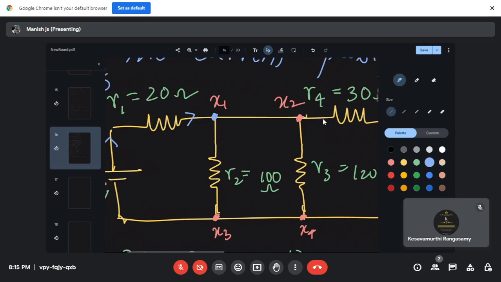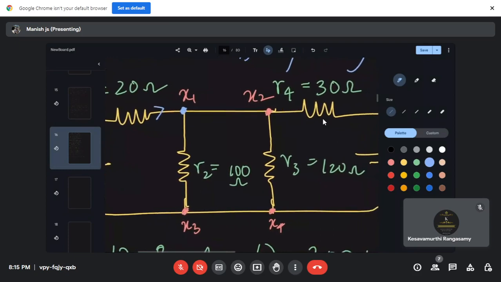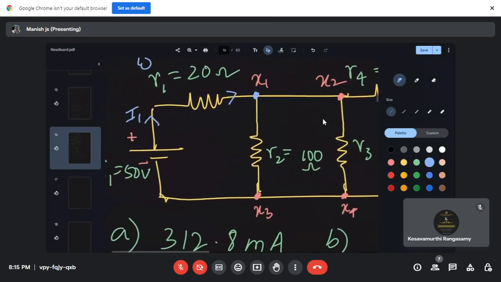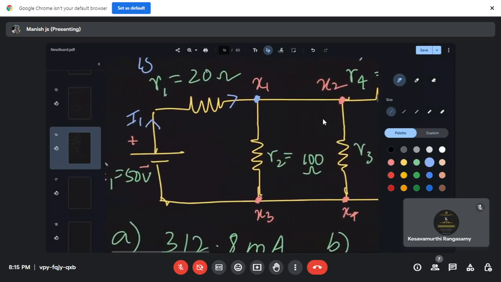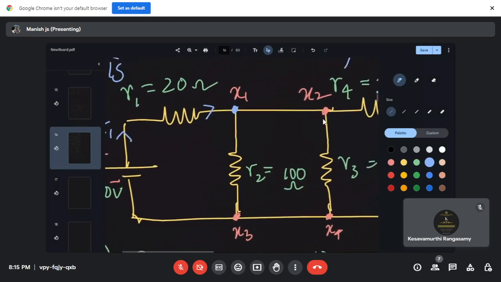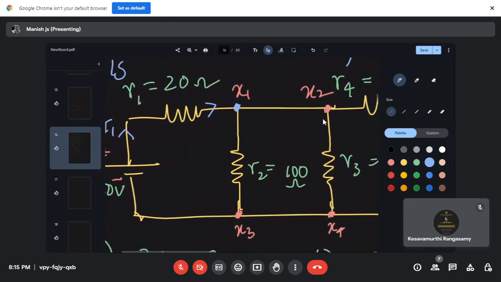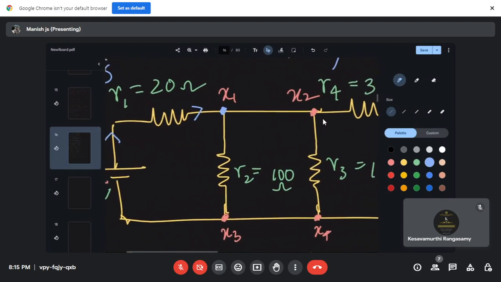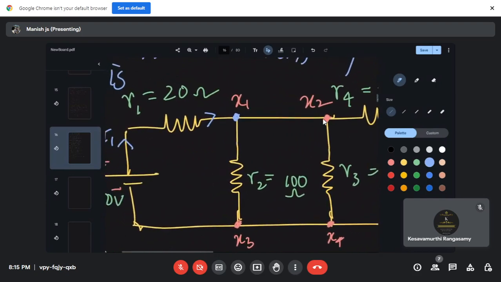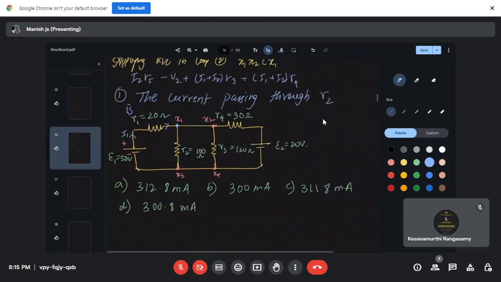But what we do, if you join X1 and X4 and X1 and X2, you can reduce the resistors because they're in parallel combination. But we cannot do so because the question is demanding us to find out what is the current through R2. So we cannot afford to reduce the circuit further. Are you understanding? So therefore, we keep it as it is. Just X1, X2 can be combined. Okay. So that can be done.